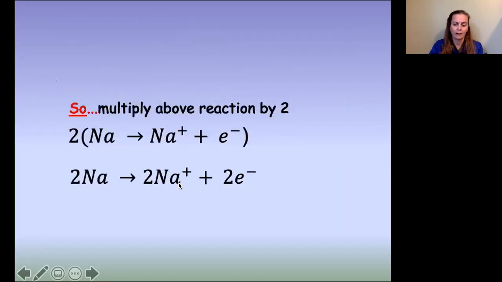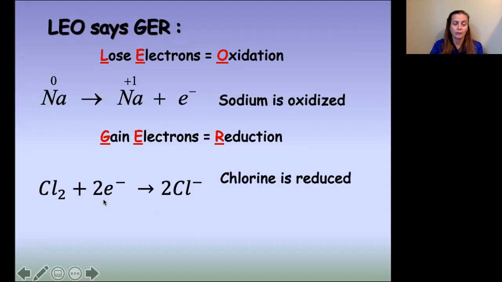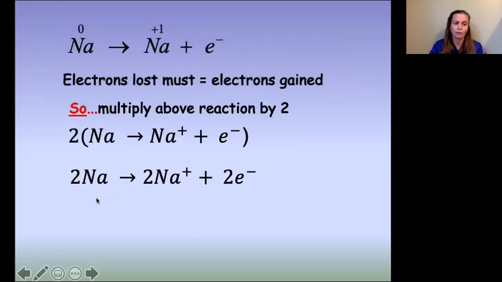Because chlorine here is gaining 2 electrons, and we can't gain 2 electrons if there aren't 2 electrons lost, we always have to make sure the number of electrons lost and the number of electrons gained is the same. So we're going to multiply this sodium reaction by 2, giving us 2 sodium atoms forming 2 sodium ions and 2 electrons.